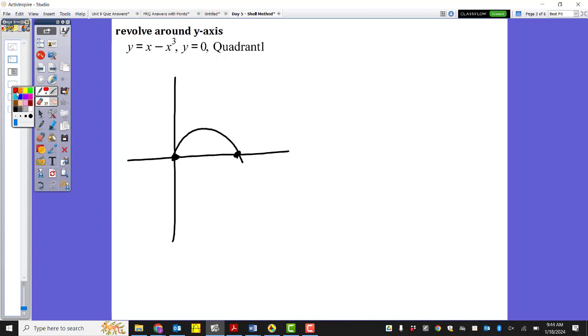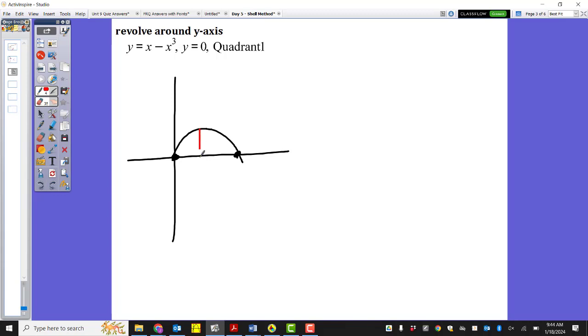Now, this is the other big reason why shells is so important. This is a problem you would never actually see on the AP exam because it cannot be done without shells. If you try to do a slice this way, notice your upper and lower function, your outer and inner radius, are going to be the same function. There's no way to write it properly. That's because it's not actually a function when you look at it that way. If you switch it, it's no longer a function. It fails the vertical line test. All right? So we're going to have to use shells.